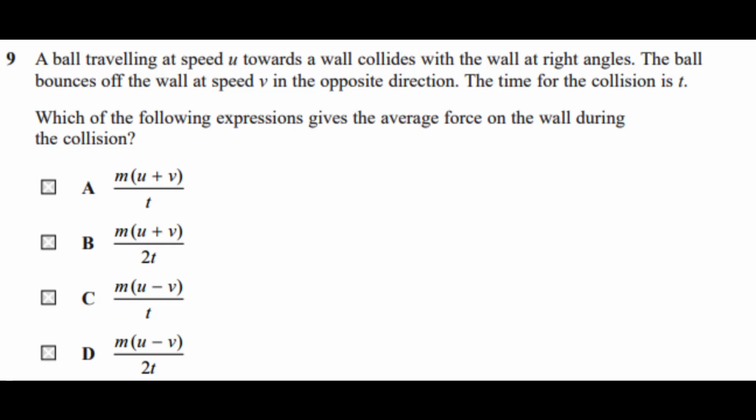Okay, so we got a question right here. A ball traveling at speed u towards a wall collides with the wall at right angles. The ball bounces off the wall at speed v in the opposite direction. The time for the collision is t. Which of the following expression gives the average force on the wall during the collision?